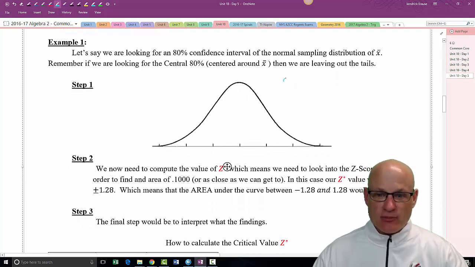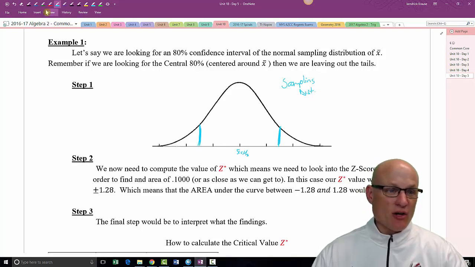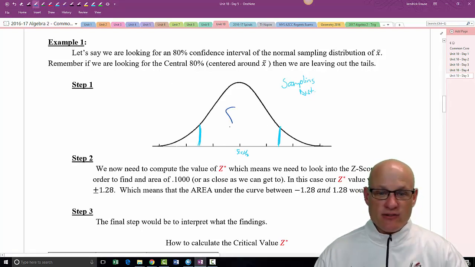So this is my sampling distribution. We're going to let this be x bar, which of course is equal to mu. And we're going to find the center 80%. So I don't know where that is. It's somewhere out here, and somewhere out here.